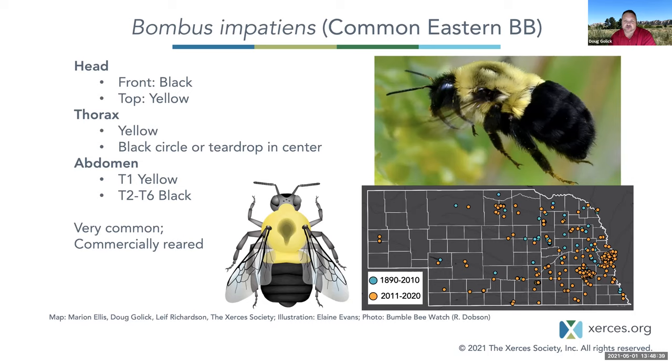It is characterized very similarly to Bombus griseolus, our previous species. It has yellow hair on top of the head, and only T1, tergite 1, in yellow hair. So it's very similar to Bombus griseolus, other than it has yellow hair on top of the head, and only T1 is yellow, the rest are black. So very, very similar to Bombus griseolus in color pattern. You will see a lot of these probably in the eastern part of Nebraska as you look for bumblebees.